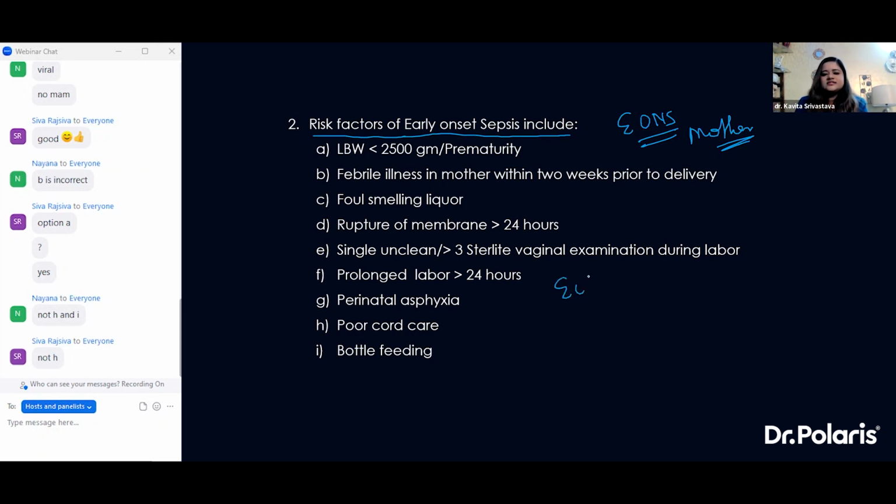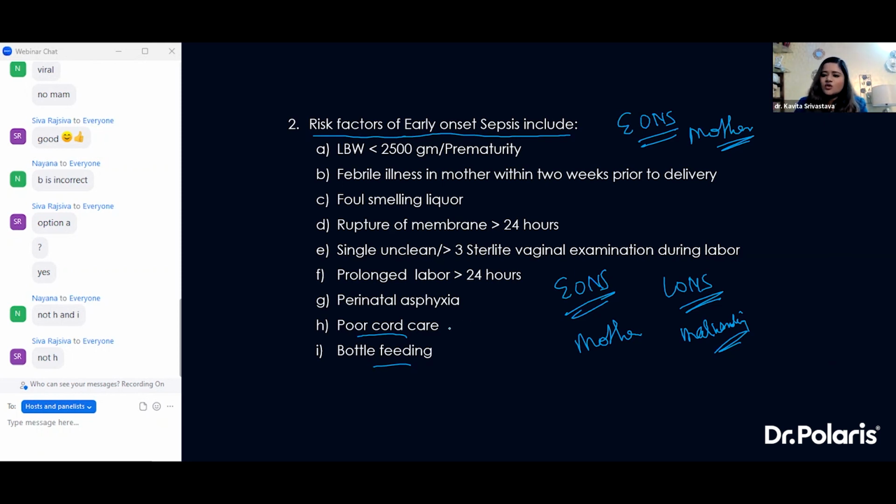So EONS is basically those things which are already present as an infection source before the baby is born. So those things related to mother. And LONS is all those causes which happen after birth due to malhandling of the baby. So if we see bottle feeding and poor cord care, these things basically happen after the delivery.